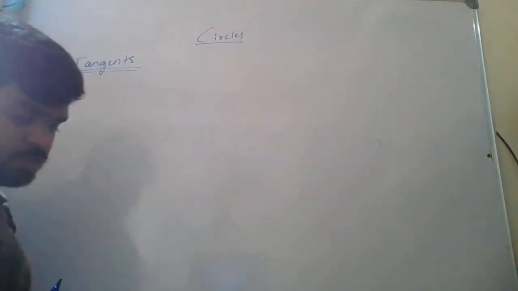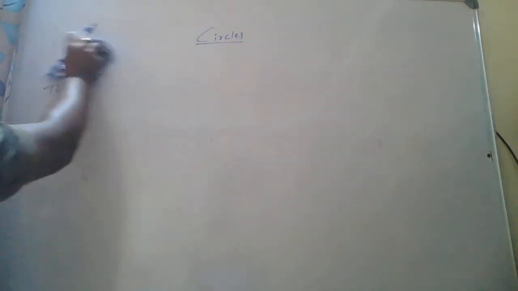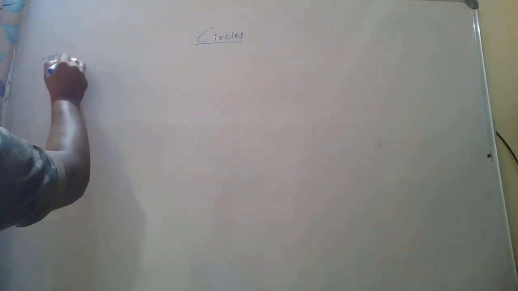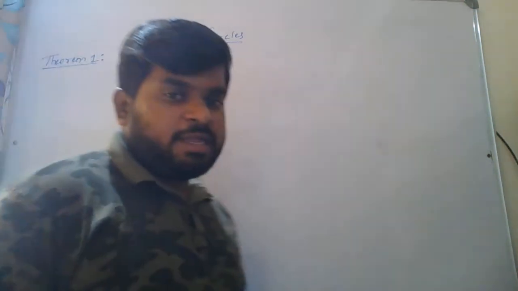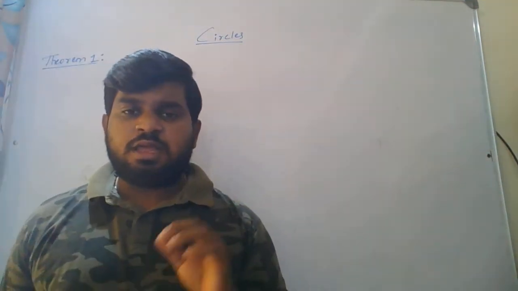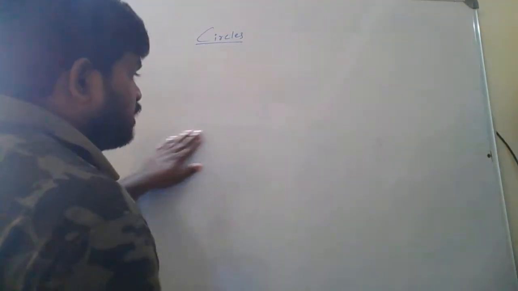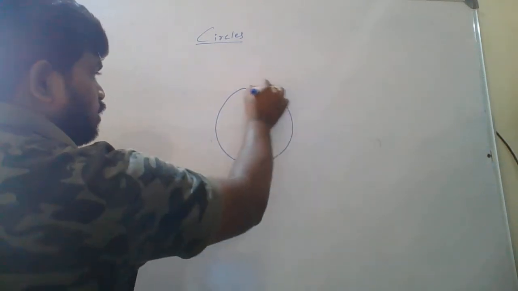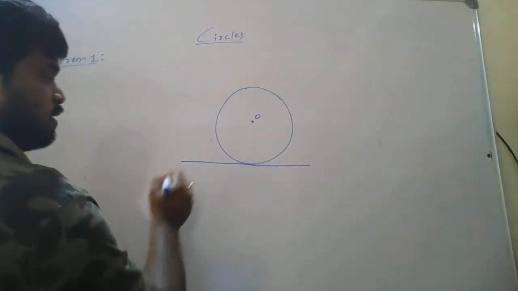The first property, or let's say theorem itself. Theorem 1 in this chapter. What is the theorem? The tangent drawn to a circle is always perpendicular to the radius at the point of contact. Meaning, suppose you have a circle with center O, and let's take a tangent like this, XY.